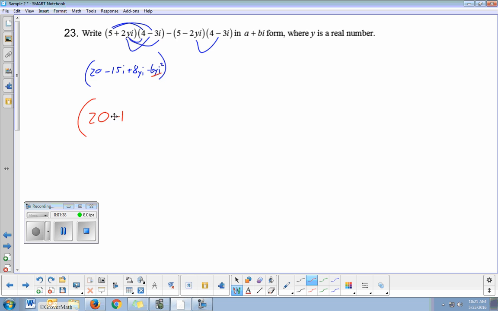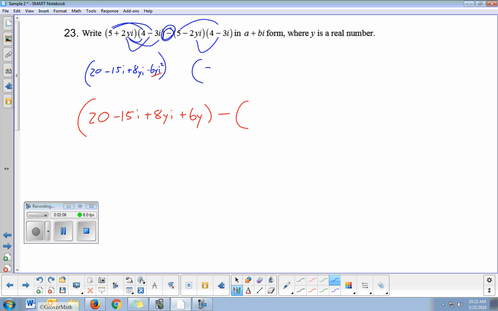20 minus 15i, I have no like terms, at least not right now, plus 8yi, and then this will become plus 6y, because the i squared here is negative 1 times negative 6y is plus 6y. So there are no like terms in here to combine. Minus, now the grouping over here. So when I multiply these, again, I'm ignoring this minus sign. I'm going to save that for later.